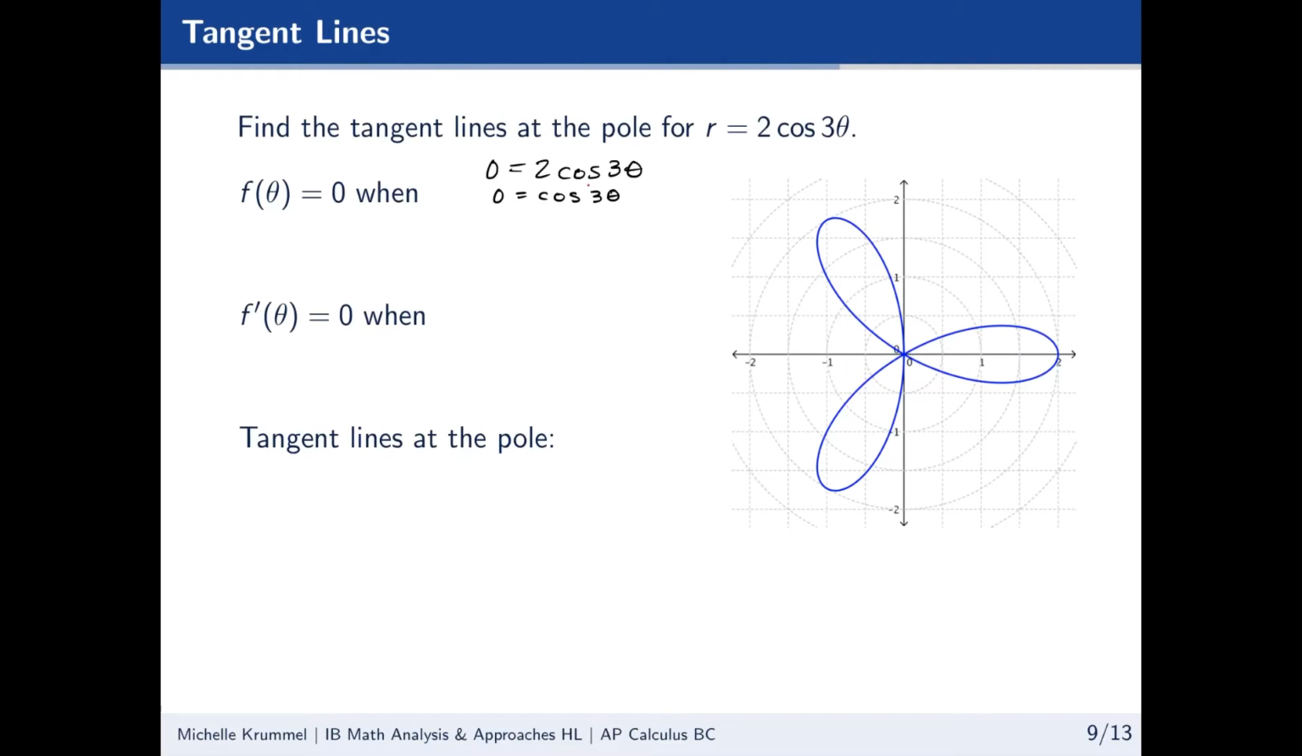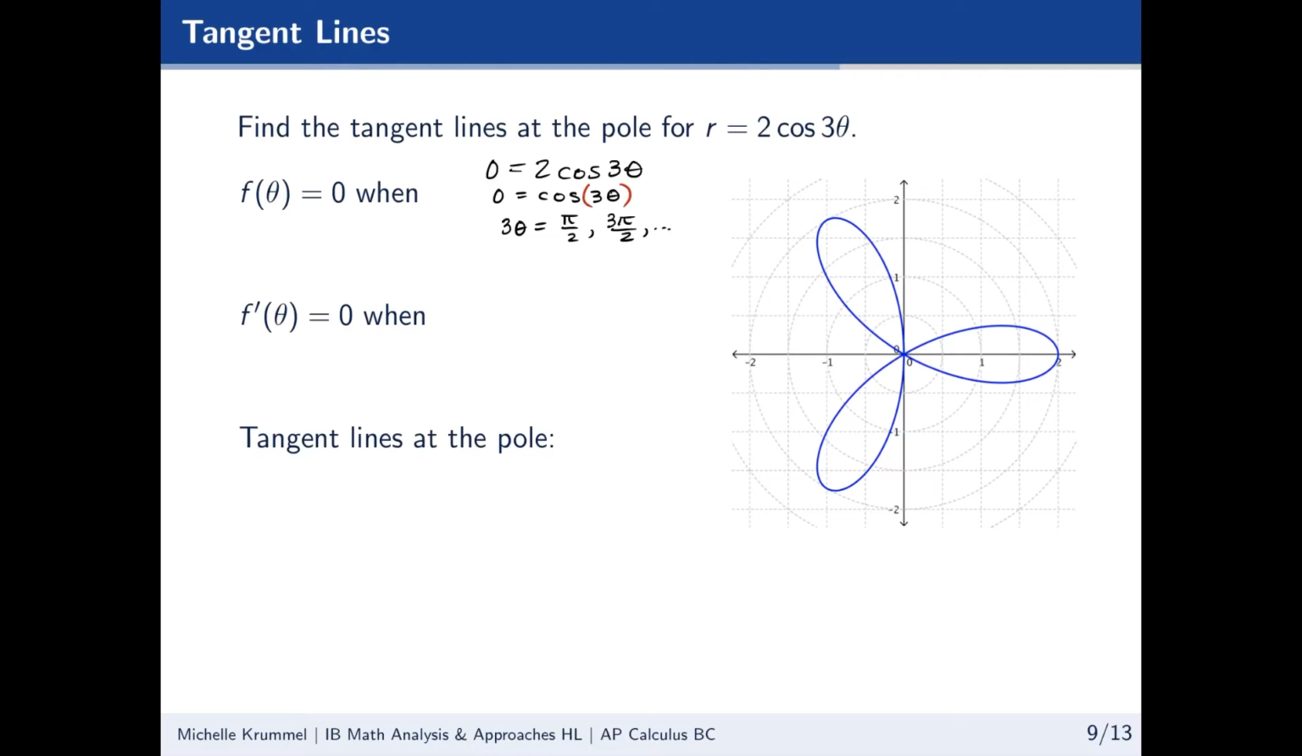And here I can use my unit circle knowledge to help me. Where does the cosine of an angle equal 0? The cosine of an angle is 0 at pi over 2 and 3 pi over 2, and then multiples of 2 pi added or subtracted to those solutions. But be careful, our angle here is not theta. Our angle is actually 3 theta. So we have 3 theta equals pi over 2, 3 pi over 2, and so on.